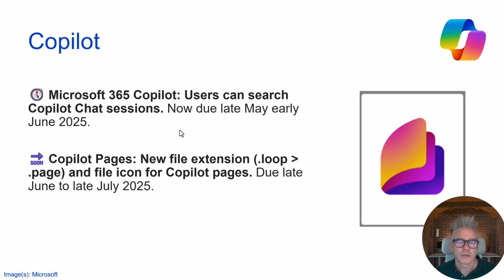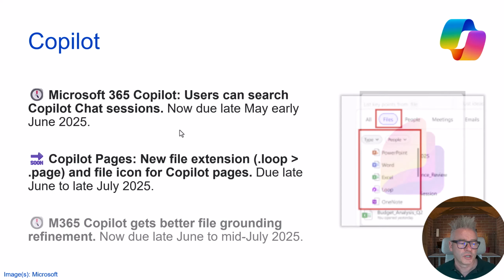Copilot pages, just a quick one here. The new file extension is changing from .loop to .page, and icons are getting updated. June to late July for that.